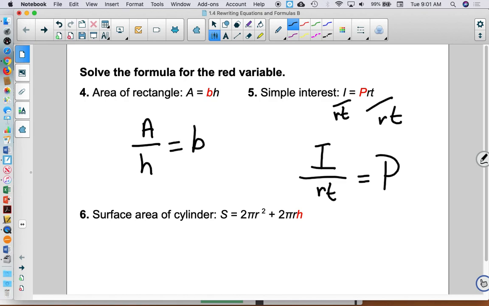Okay? If you didn't get that, and I looked, there were a few of you that it looked like you tried using addition. Can't use addition to undo multiplication. Okay?